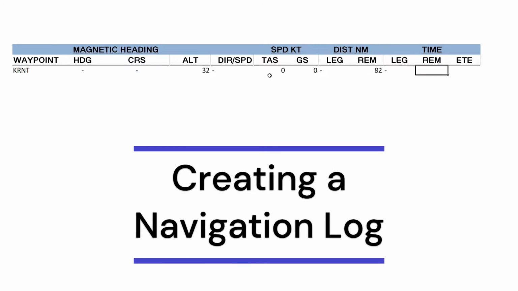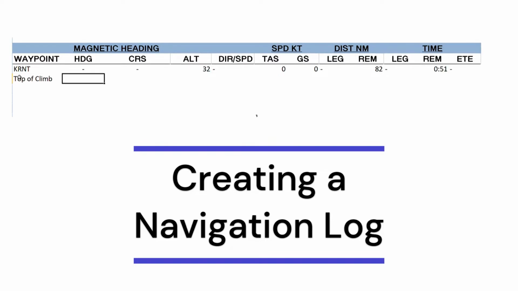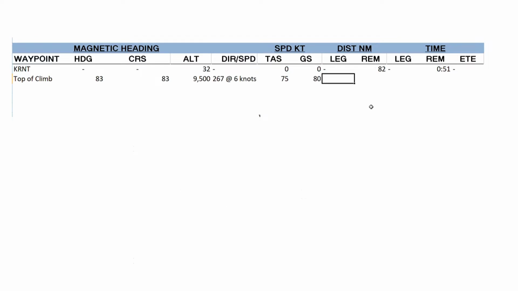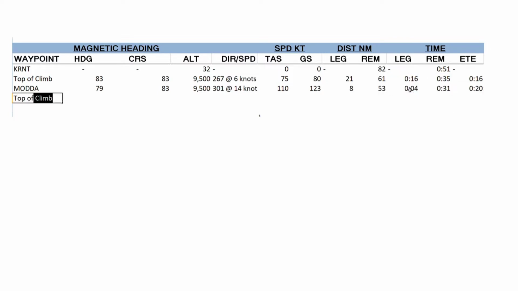The navigation log should include the departure and arrival airports and waypoints along the route of flight. The navigation log should also include the magnetic heading and course and altitude for each leg of the flight. The pilot also needs to know the wind direction and speed, true airspeed, ground speed, and distance and leg time, along with the time en route.